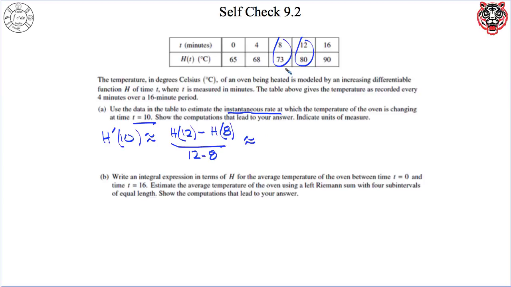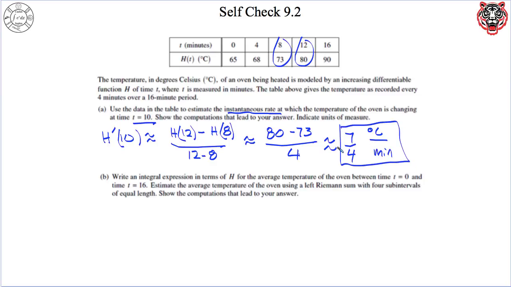So when I do H of 12, which is 80, minus 73, all divided by 4, that's just going to be 7 over 4. You can just leave it as a fraction. 7 over 4, our units are degrees Celsius per minute. All right, part B. So we need an average temperature first, and then after we find that, it's going to ask some more stuff.